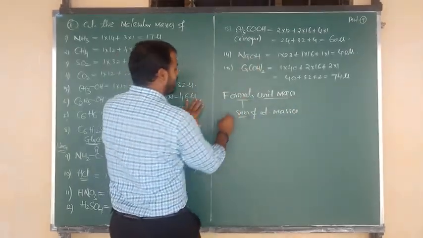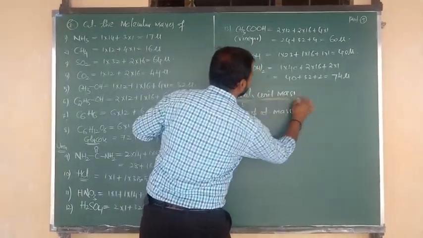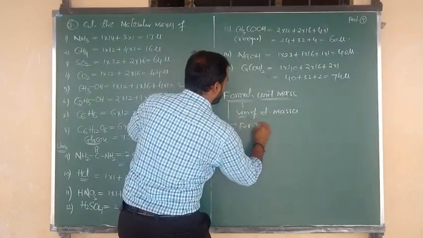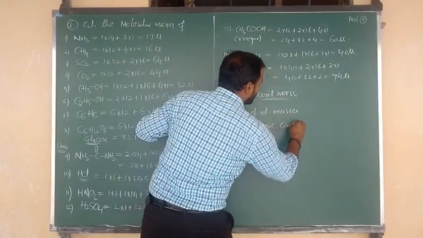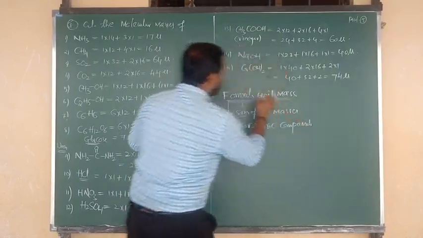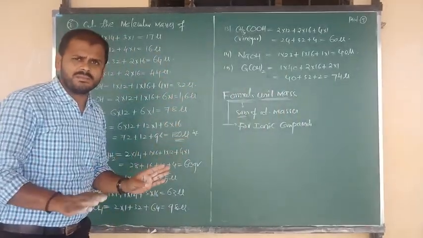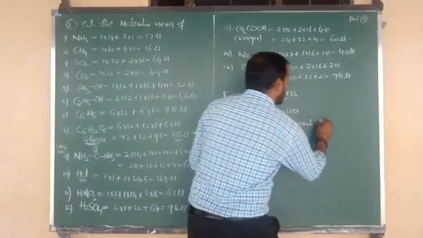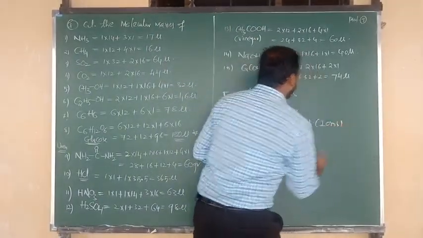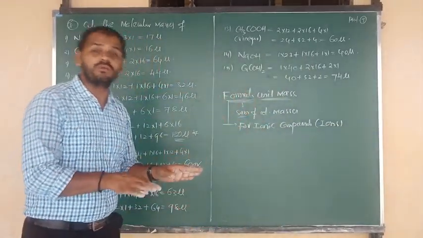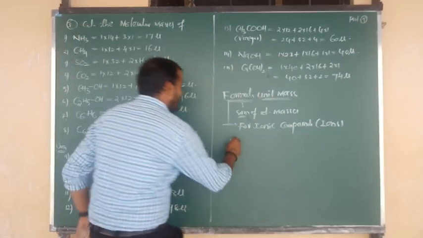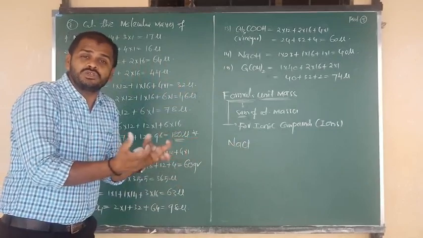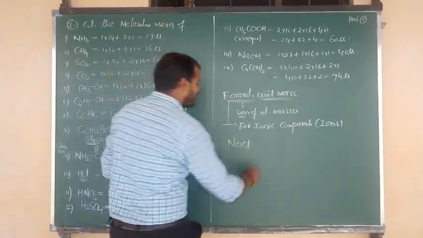But this formula unit mass calculation is applicable only for ionic compounds. So this word we have to use only for ionic compounds, because in ionic compounds the constituent particles are ions. In that case we use the term formula unit mass, instead of molecular mass. One example I want to tell you: sodium chloride, an example of an ionic compound. Constituent particles are plus and minus, so we use formula unit mass.